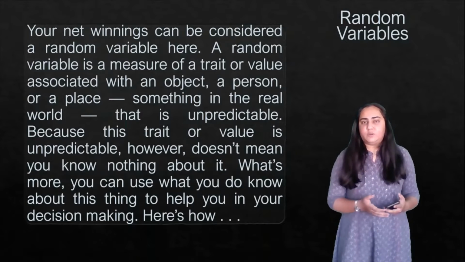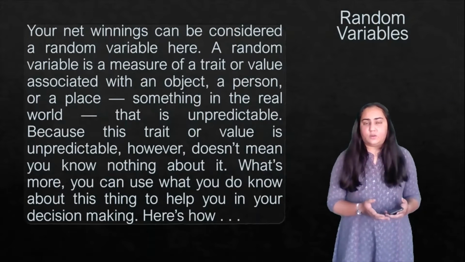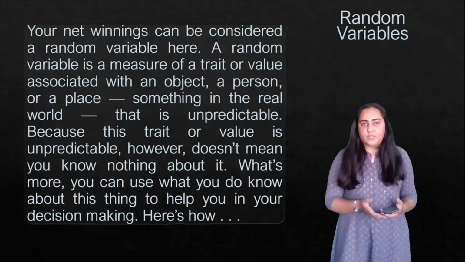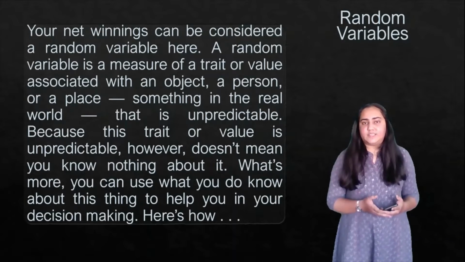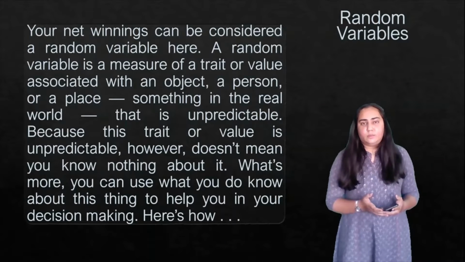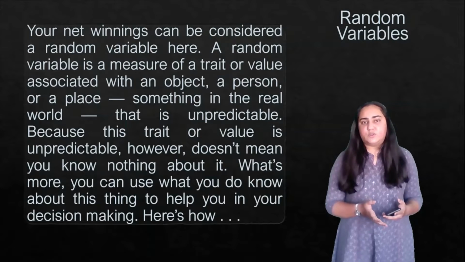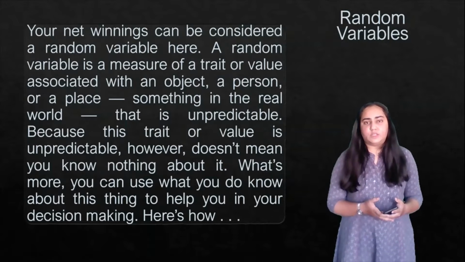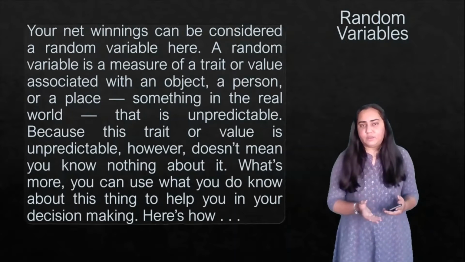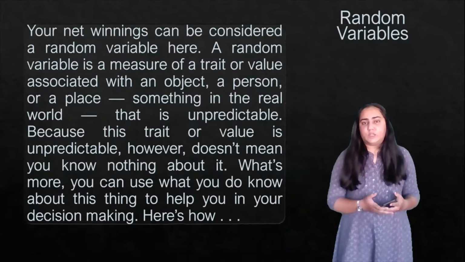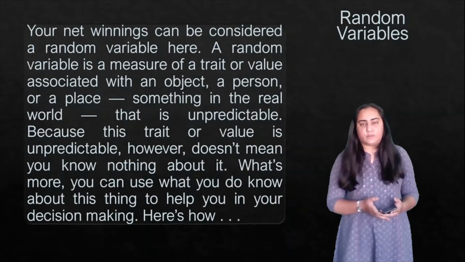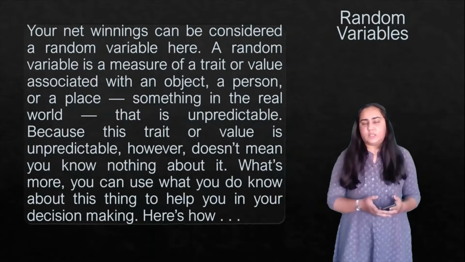So a random variable is a measure of a trial or value associated with an object, a person, or a place, something in the real world that is unpredictable. So random variables are unpredictable. Because this trait or value is unpredictable, it doesn't mean that you know nothing about it. And what's more, you can use what you do know about this thing to help you in your decision making. And we're going to see that now.